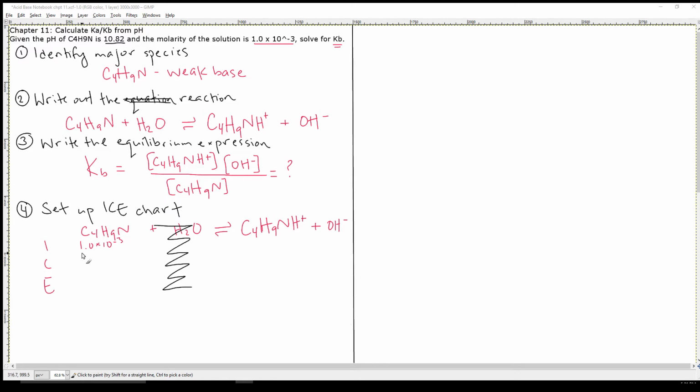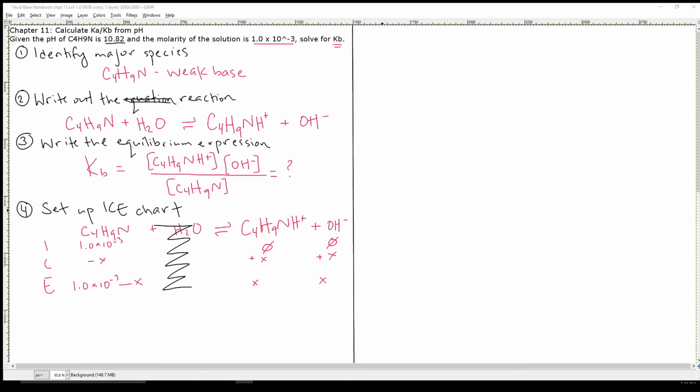And I know that if I started with this, it has not dissociated yet, so I don't have anything else. I'm not given anything else at all, so I guess I'll start plugging in x's. And since I don't have any coefficients, these are all 1 to 1. My balanced equation is balanced with just 1s as coefficients. Okay, 1.0 times 10 to the negative third, oops, I forgot, minus x.